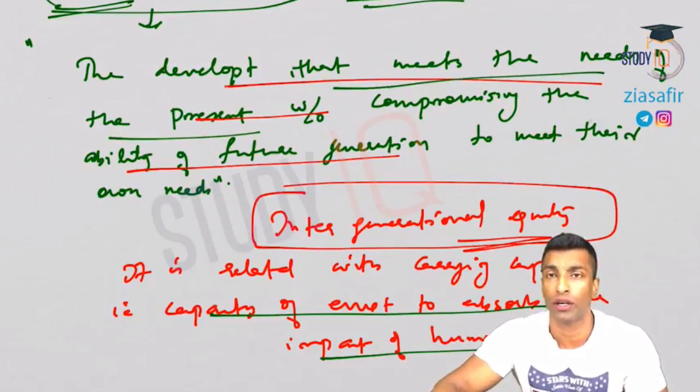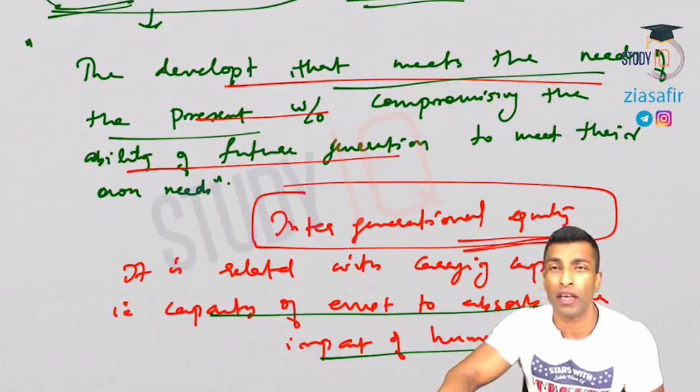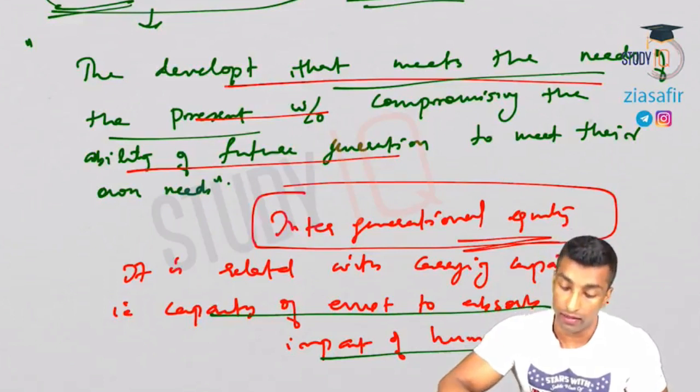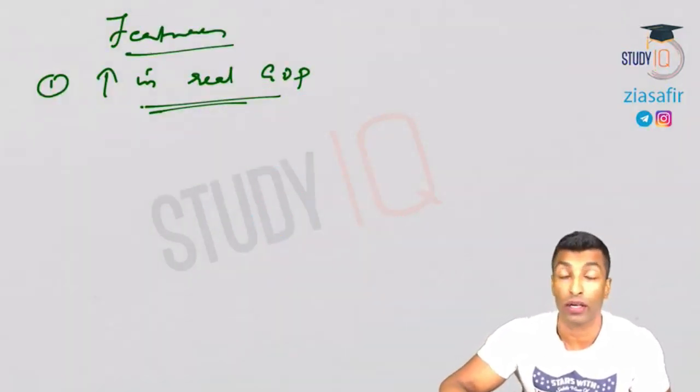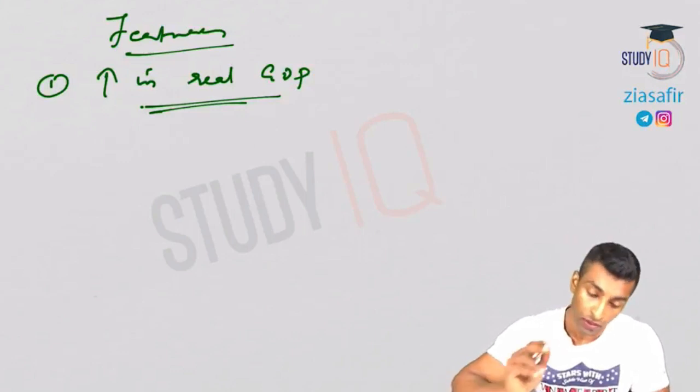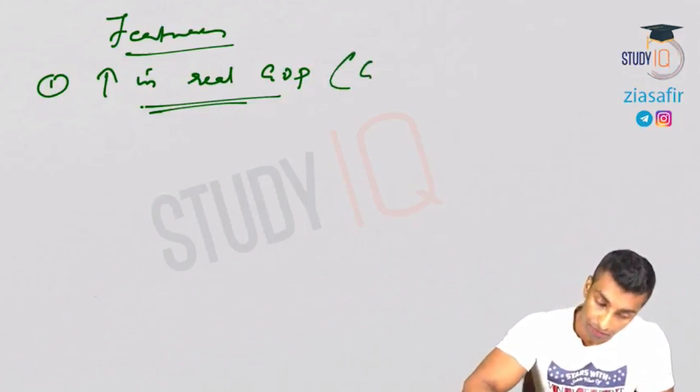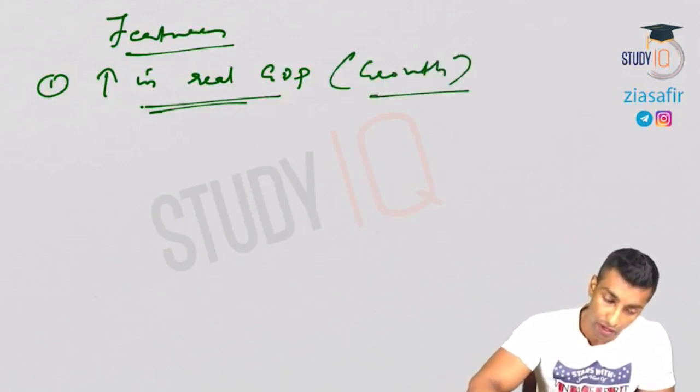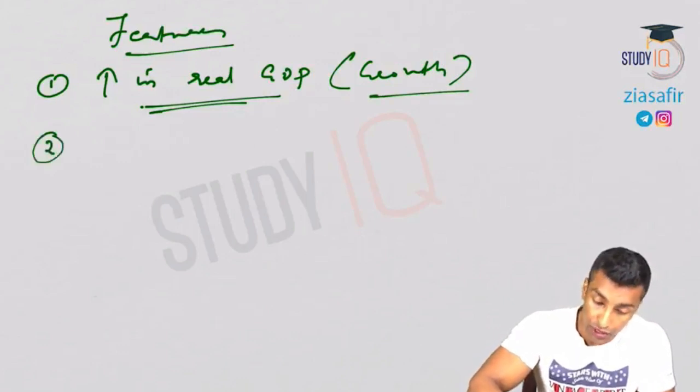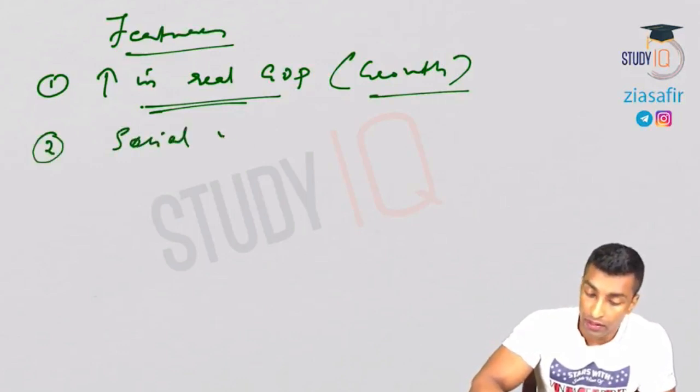That means without production, you can't simply keep on supporting the environment only or conserving the environment only. Okay, so increase in real GDP, that means growth is very important. Then second one, social welfare. Second feature, social welfare, very important.